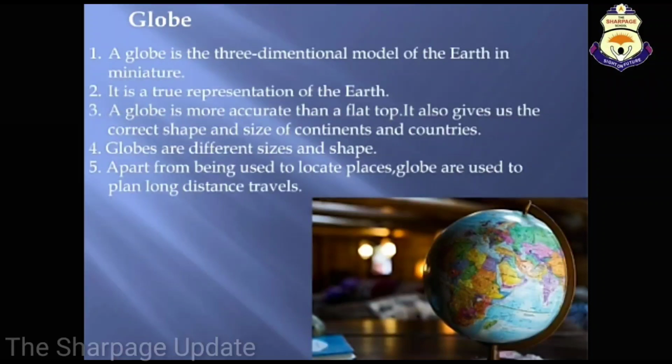So, what are the uses of globe? Globe is used to locate places. Globes are used to plan long distance travel via sea, via air. Planning these travels is known as Great Circle routes. So, these air routes and sea routes can be planned using this globe. So, this is the image of how Earth looks.